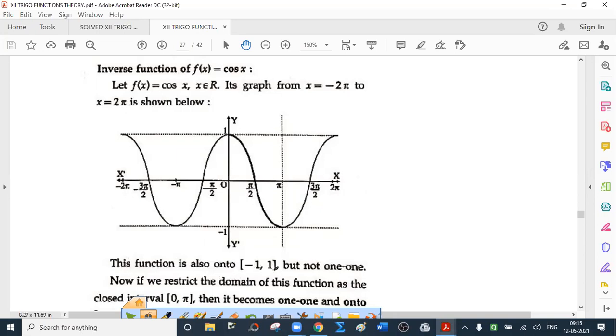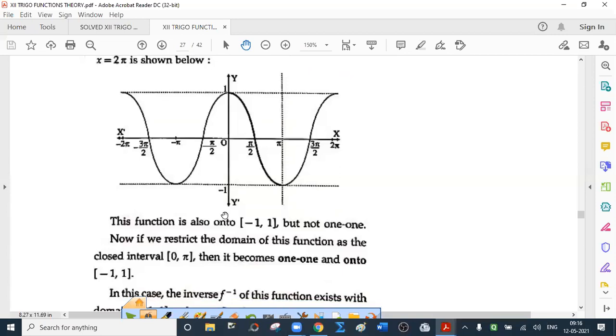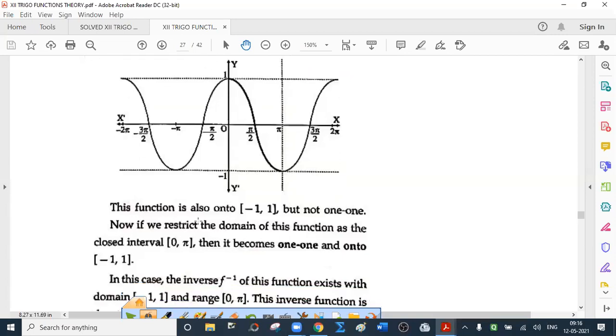What do you mean by onto [-1, 1]? Consider any real angle, its cosine ratio definitely lies between -1 and 1, both inclusive. That is why it is always onto [-1, 1]. But it is not one-one. How to know that? Draw any line parallel to the x-axis. If that cuts the graph in more than one point, then that function is not one-one, it is many-one. So there are many angles whose cosine ratio is the same. So this function is also onto [-1, 1], but not one-one.